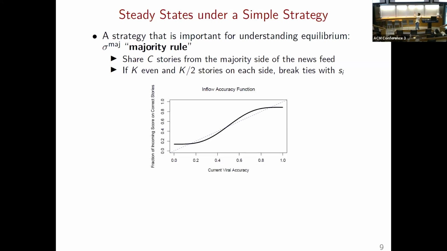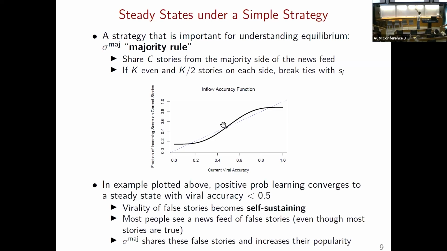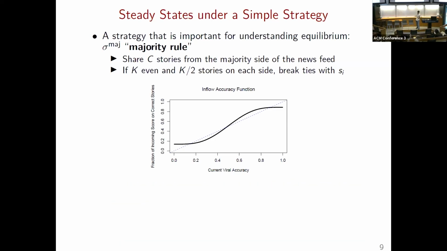And here's this inflow accuracy function. This is saying, if you have the current viral accuracy on the x-axis, what viral accuracy should you expect in subsequent periods? And what we can see here is there are two stable steady states of this thing.